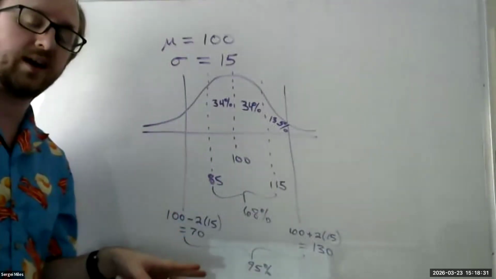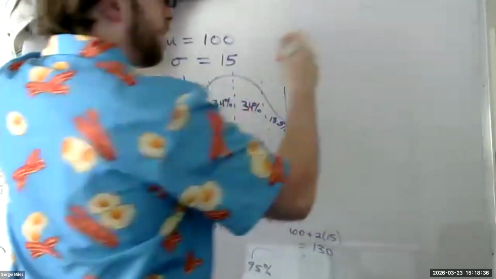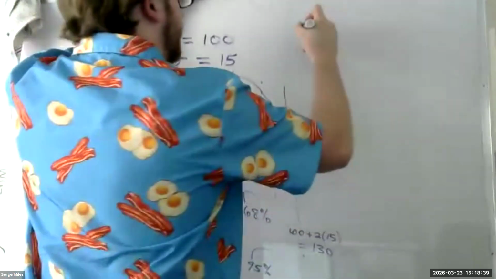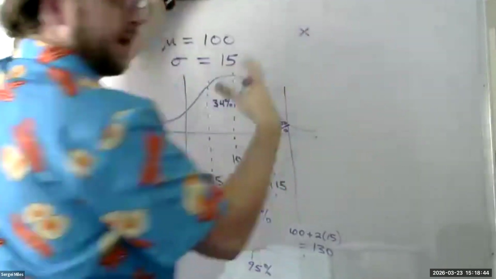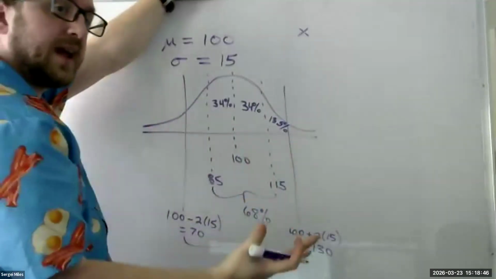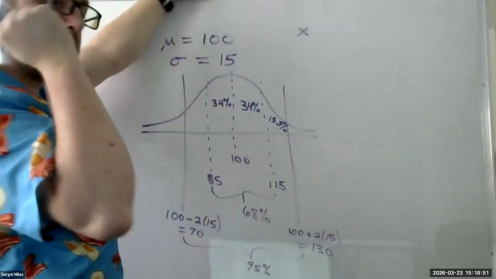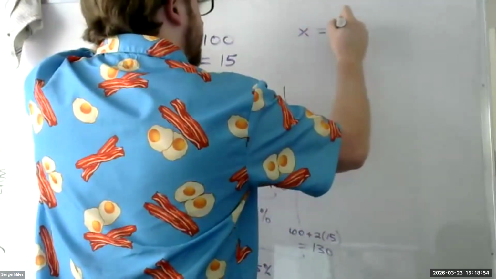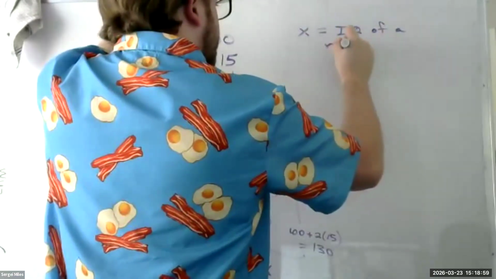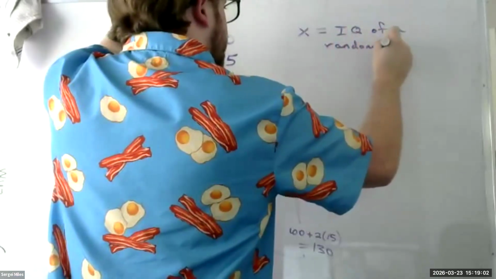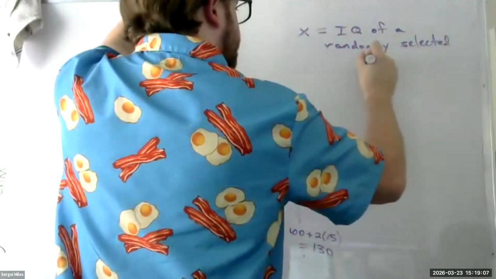Now, there are lots of questions we can ask about this. If we're thinking about probability, if I pick a random person from the population, let's say I'm doing a statistical study and I'm going to pick a random person from the population. Let x be the IQ of a randomly selected person.